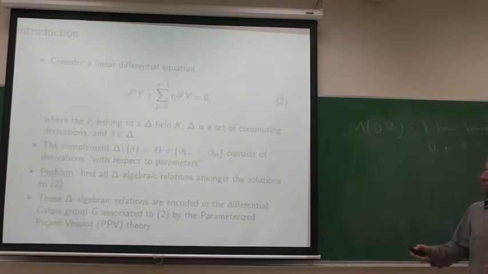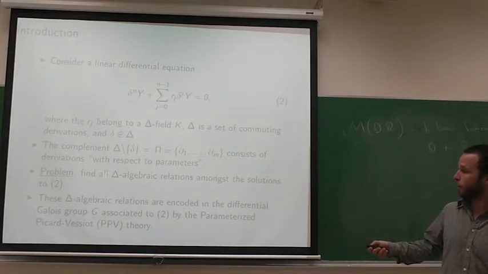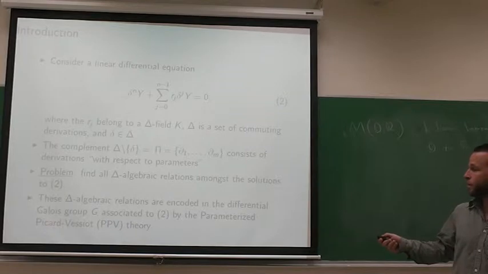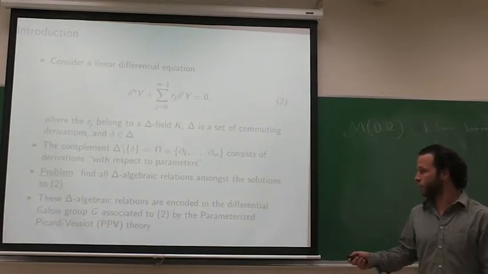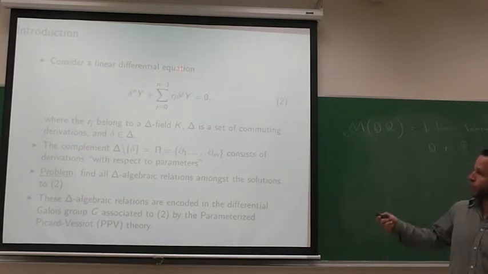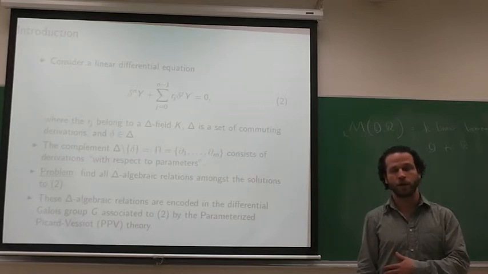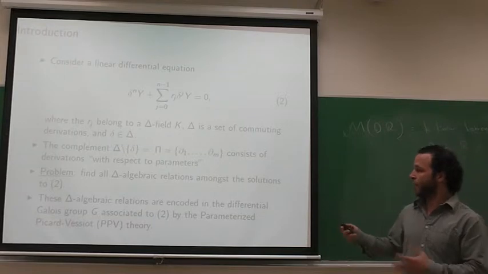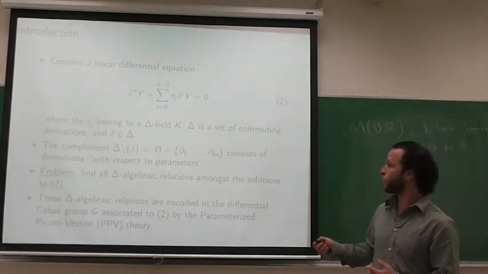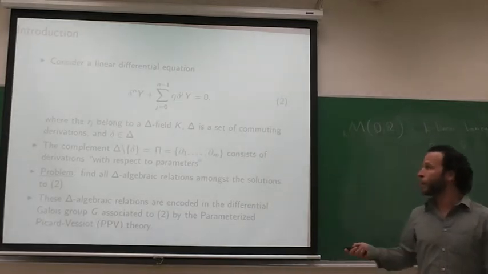And the problem that you're trying to solve in general is to find all the big delta algebraic consequences of this original equation. And the way that the theory accomplishes that is by associating to this equation a differential algebraic group. I'll get to the definition shortly. It's a pi algebraic group, and it encodes all the relations that you're looking for, that you're trying to find and understand.